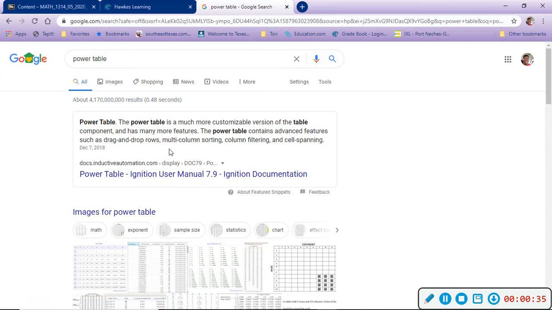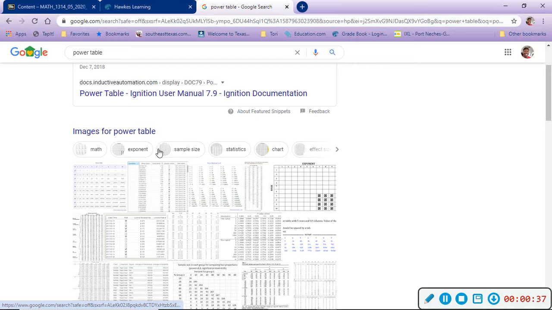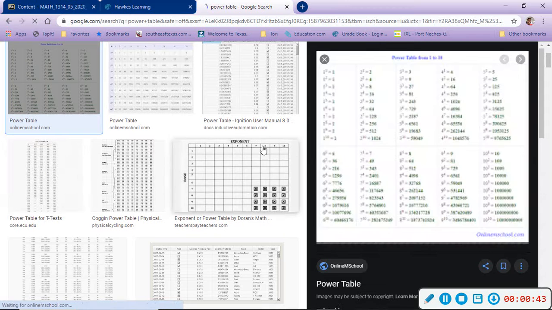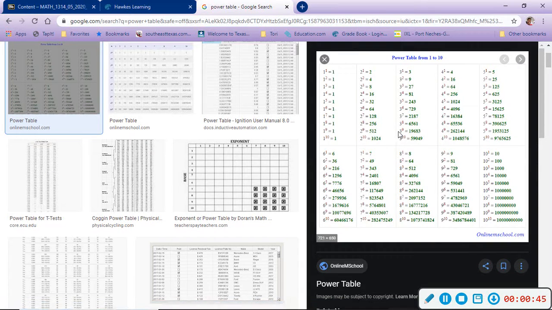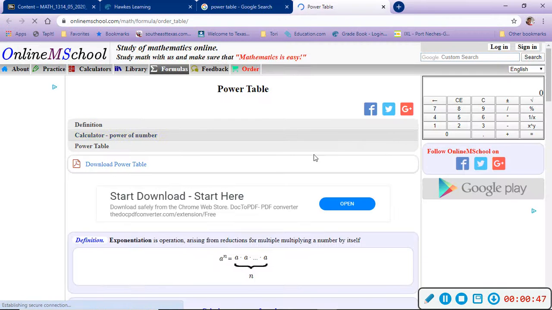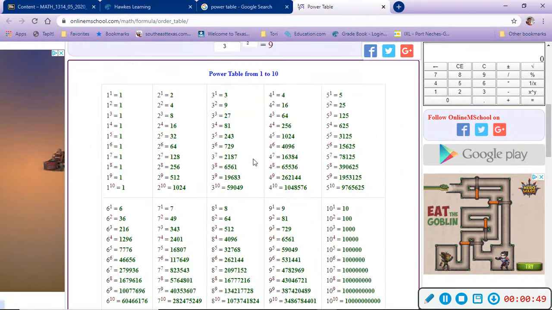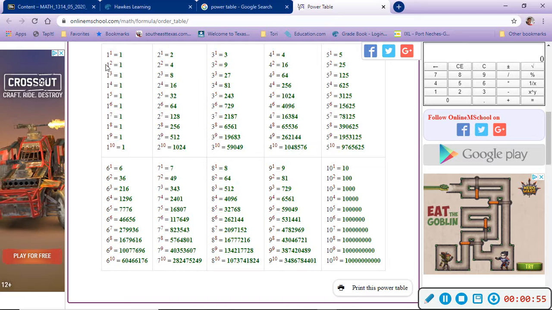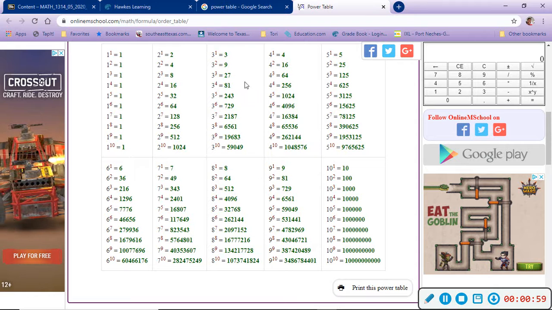I believe I should have one in Hawks for you. If not, I'll try to get one in there for you. But there are several of them. This is a good one. This one just shows you different numbers 1 through 10, and it shows you raised to the first, second, all the way to the 10th power. And this will be good enough to use.